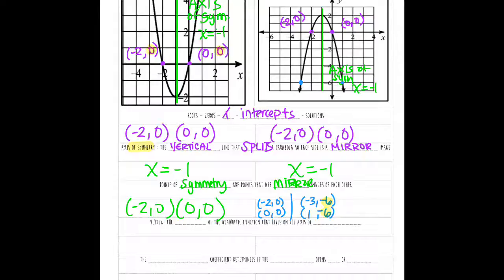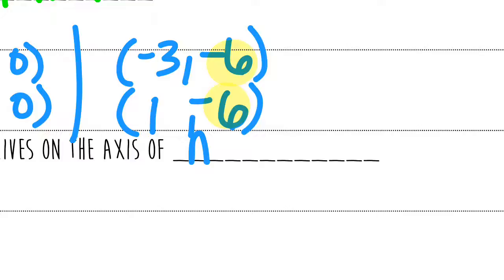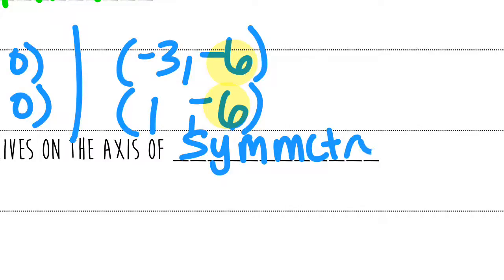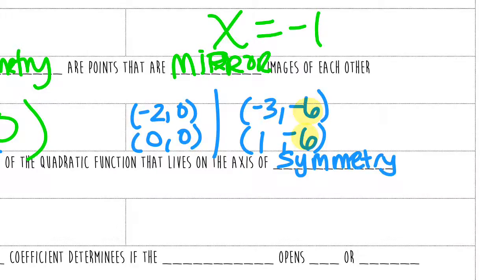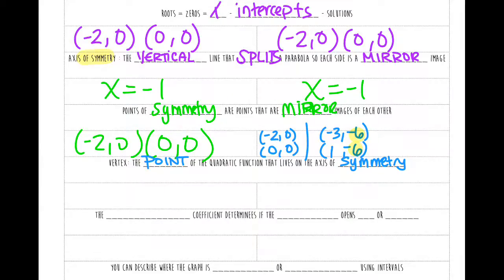Okay. Now this next part is going to be something very important. It's called the vertex. Now the vertex is a very, very special point when we're talking about quadratic equations and when we're talking about a parabola specifically. Okay. And that is because the vertex is the point of the quadratic function that lives on the axis of symmetry. So it lives on the axis of symmetry, which means that this is actually the very most middle point of the graph that we have.